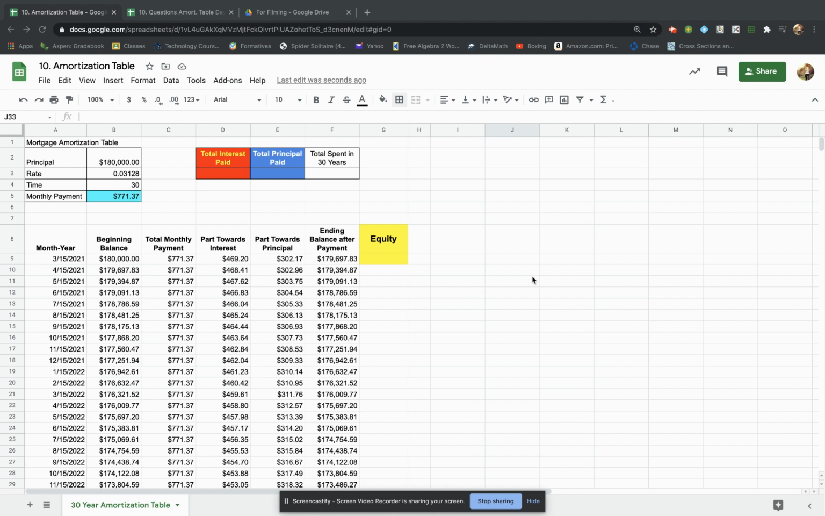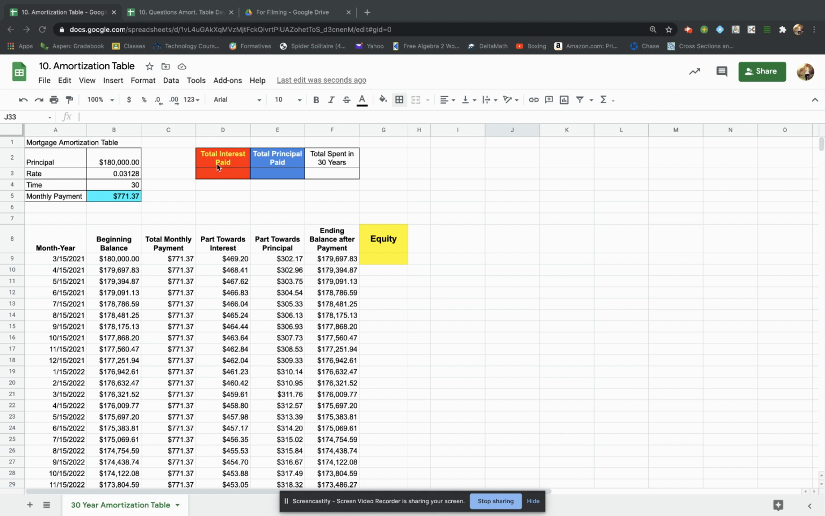Welcome back, everyone. Today we are going to continue with our mortgage amortization table. When we left off last, we had a principal of $180,000. We had an interest rate of 3.128% because that is what the current rate was as of, I think, Thursday or Friday of last week. It's a 30-year mortgage, and our monthly payment ended up being $771.37.